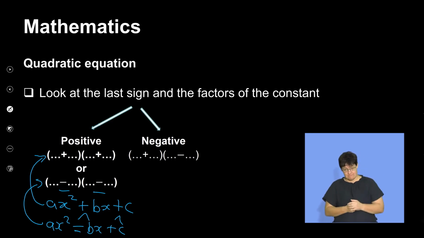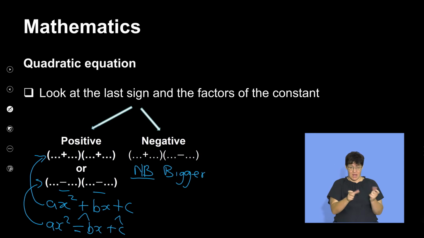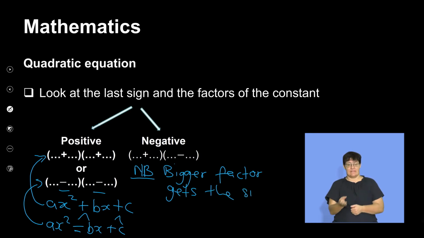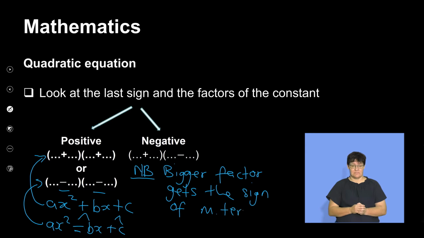And then the most important thing here will be to always look at the middle term. So I will say to you, just for an additional note, the bigger factor in the bracket gets the sign of the middle term. So the bigger factor always gets the sign of the middle term.